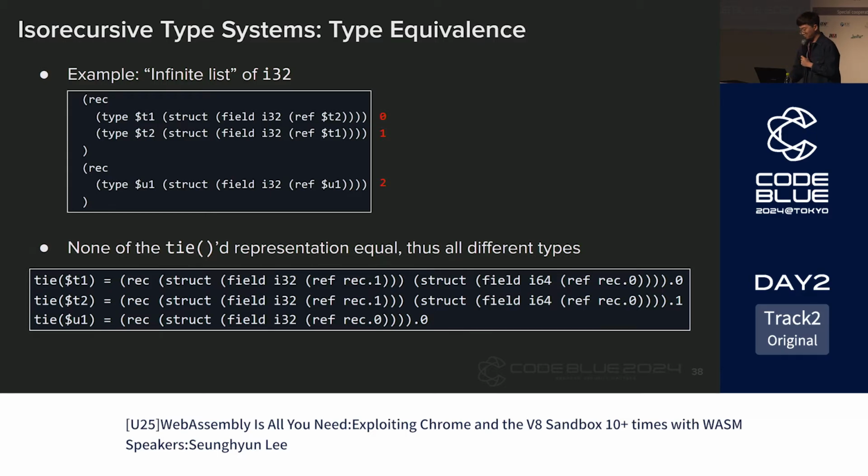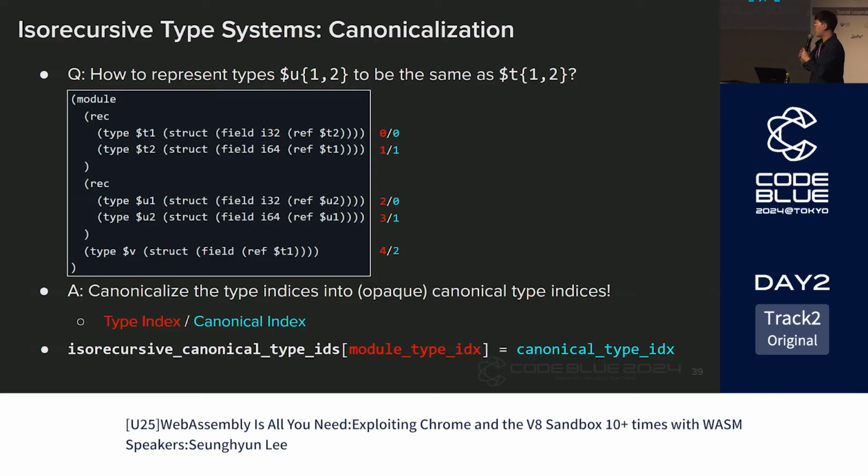The next topic is canonicalization. We saw which types are equivalent and which are not. So how do we represent equivalent types as the same? The answer is simple. While decoding the type section, we just go through all of the types and see if we have a matching type. If we have a matching type, we just use the index that was allocated previously. If we don't have it, we allocate a new index. And this is what the isorecursive canonical type IDs field contains. The index is a module-specific type index, and the value resulting from it is the canonical type index.